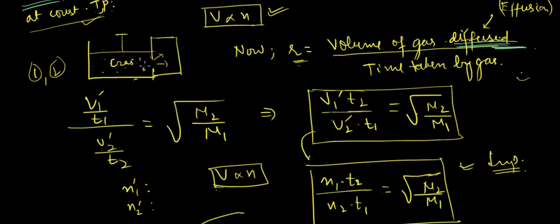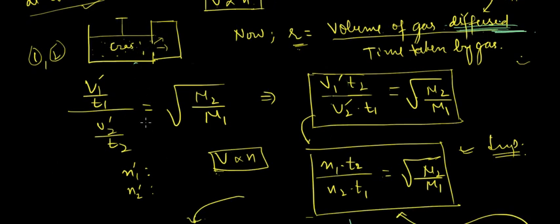You can think of it something like this: we are comparing the rates, or the number of moles, of the two gases. As V diffused is directly proportional to n diffused, in place of V1 dash we can write N1 dash, and in place of V2 dash we can write N2 dash. With some simplification, we get to the point that N1 dash into T2 divided by N2 dash into T1 would be equal to root of M2 upon M1.